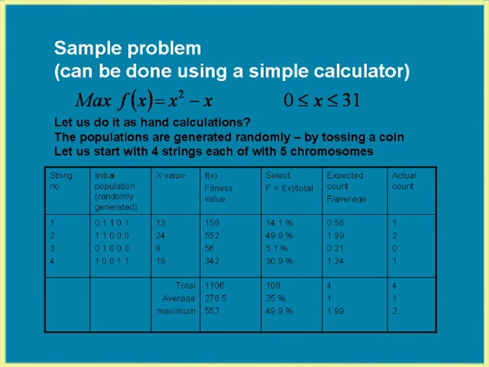The first one, probability of selection, is F divided by the total. The expected count is each value divided by the average. So 156 by 276.5 is only 0.56. Then 552 divided by 276 is more than or equal to 2, 1.99. 56 divided by 276 is 0.21. 342 divided by 276 is 1.24.